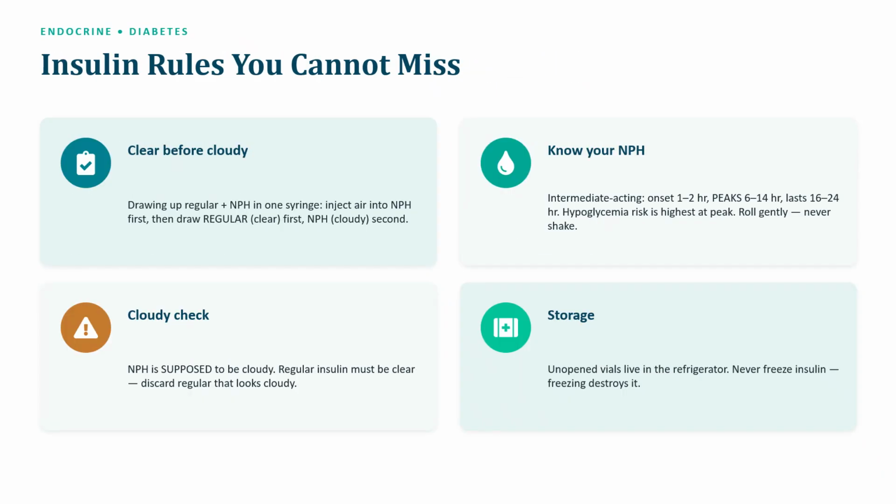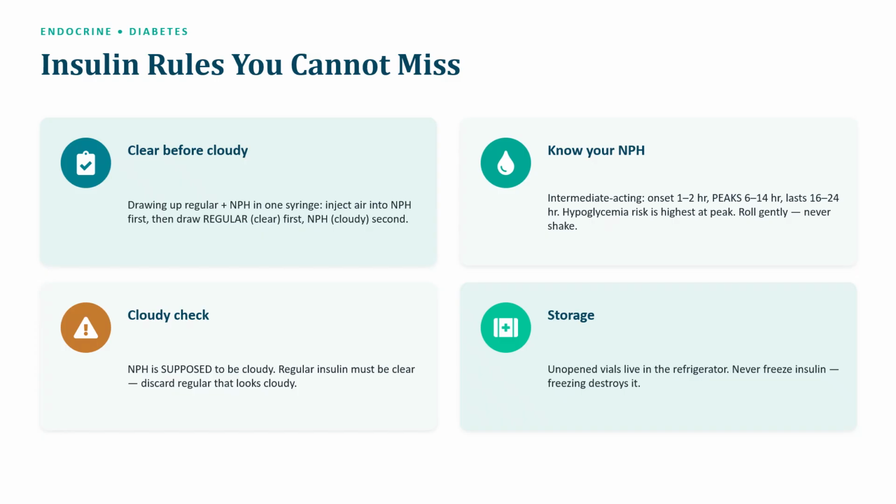So there are 4 rules for insulin. First is mixing regular and NPH in one syringe. You inject air into the NPH vial first, then draw up the regular insulin, which is clear, followed by the NPH, which is cloudy. So clear before cloudy.